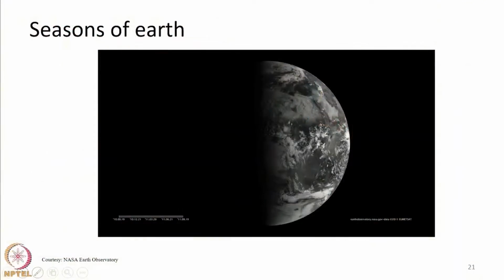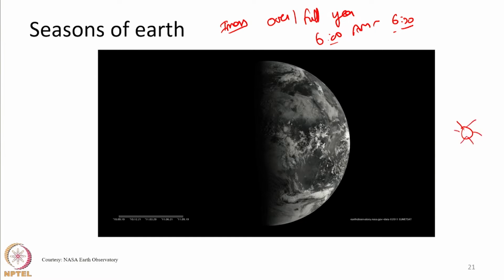This video was produced by NASA to show how seasons vary. It is again observed by a satellite positioned over the African continent. Let me tell the context: this video is a combination of images acquired by a satellite over one full year, at roughly 6 or 6:30 am, the same time period in the morning. So the sun is always positioned like this whenever the image is taken, always on the right side from our point of view.